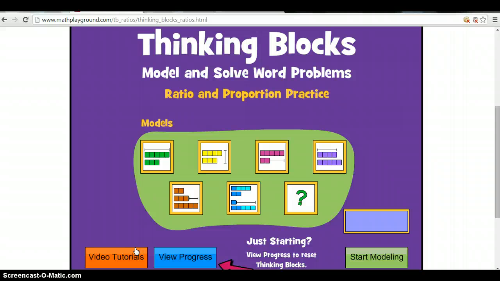And what I really, really like about this website is the fact that they use this bar method to teach ratio and proportions. So you can actually get a visual of how 2 different things are proportional, or one ratio is similar to another.